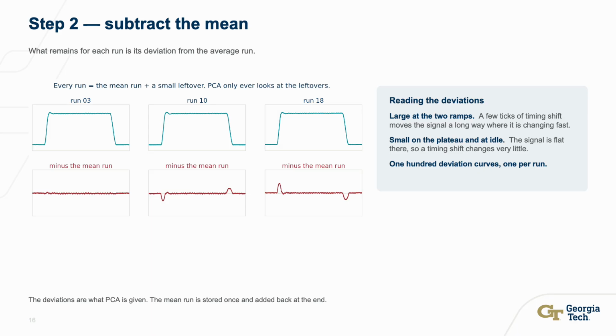Step 2: subtract the mean from every run. The row on the top shows 3 raw runs.